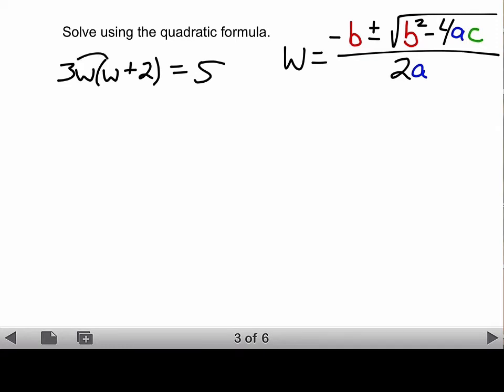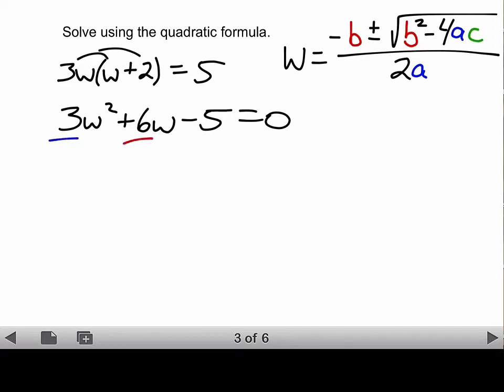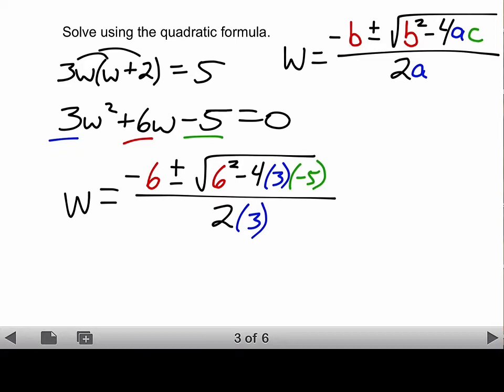So first thing I'm going to do is distribute the 3w into w plus 2, and I'm going to subtract 5 so that I have everything equal to 0, and the result of that is going to be 3w squared plus 6w minus 5 is equal to 0. And using the color coordination that we had before, when I flesh out the quadratic formula, I'm going to write down negative 6 plus or minus the square root of 6 squared minus 4 times 3 times negative 5 all over 2 times 3. Now we're going to take a moment and consider this discriminant again.